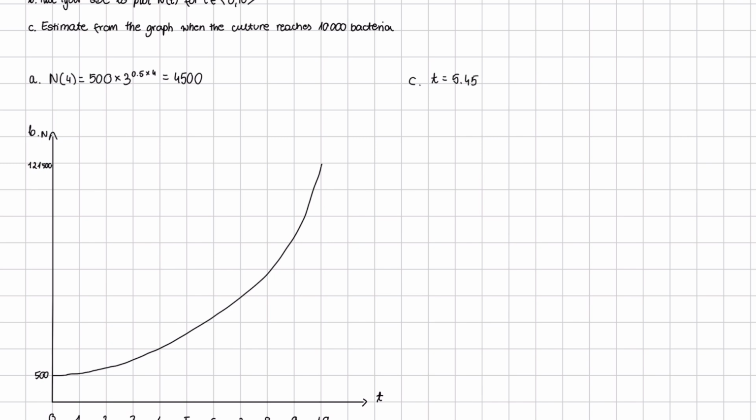5.45, and we can also solve it in the solver. So 10,000 bacteria equals 500 times 3 to the power of 0.5 times t, and we can solve it in the solver, and the answer will be the same.